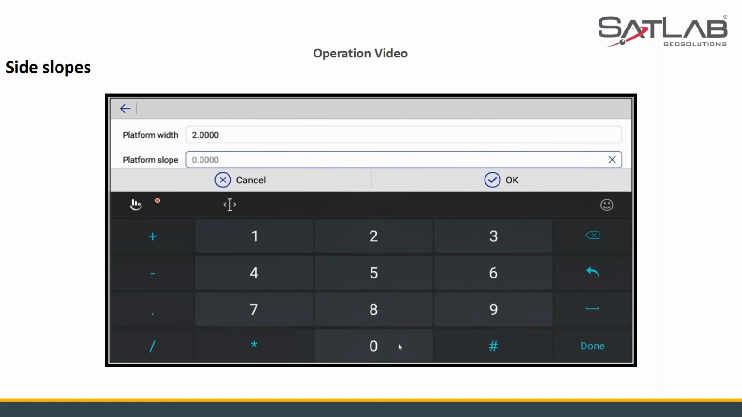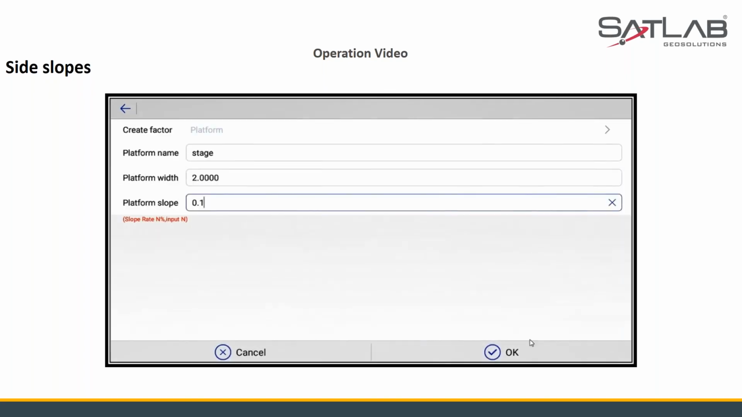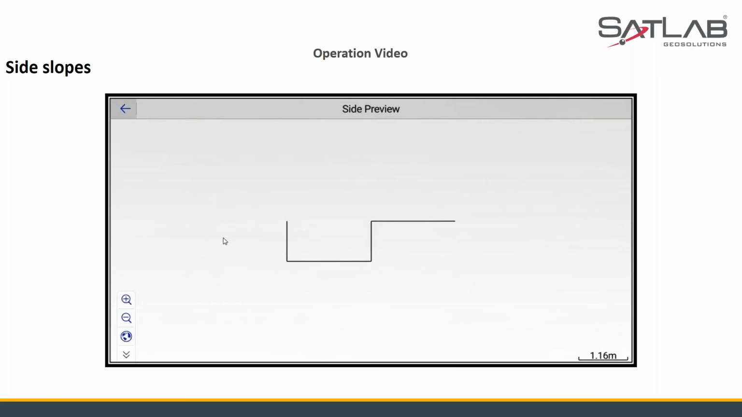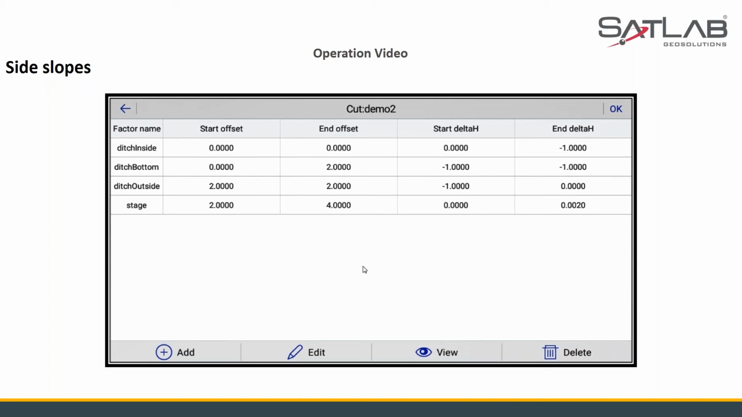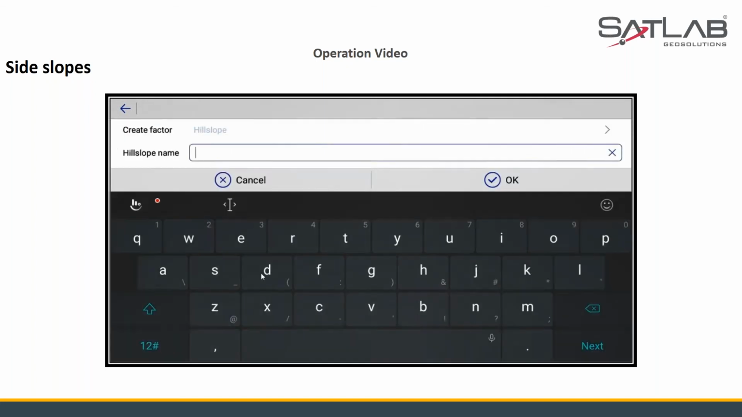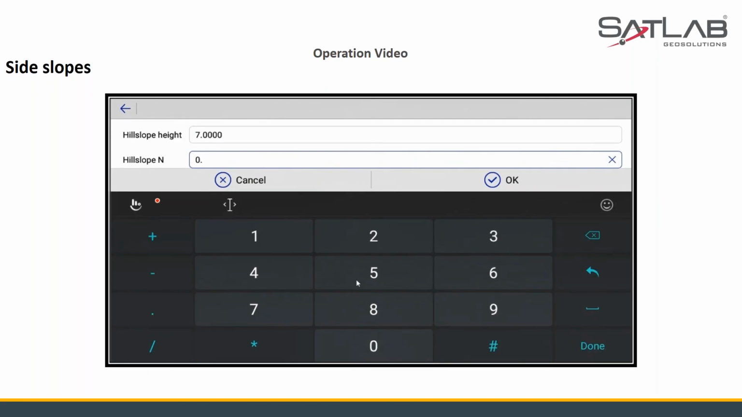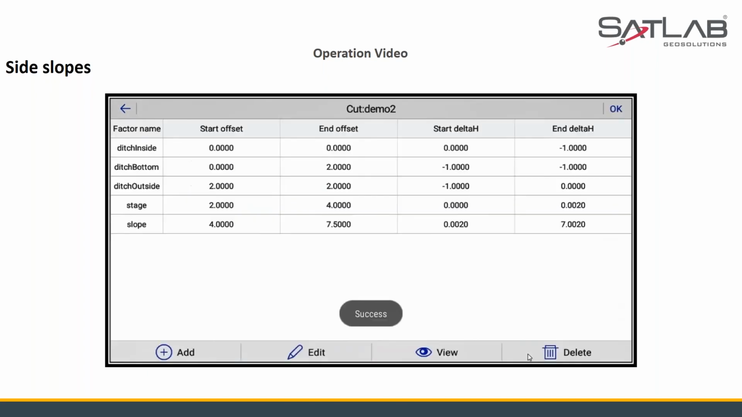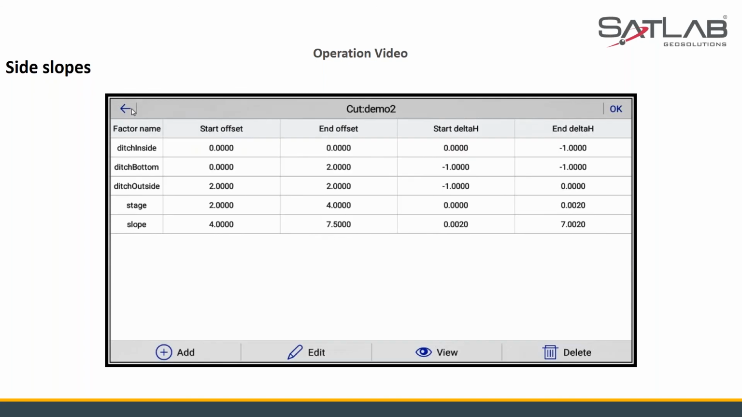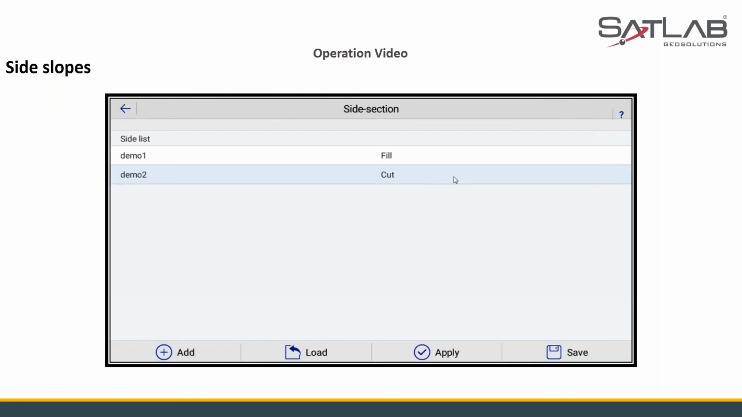Moreover, our engineers at SatLab are improving day by day, and we are making sure that the user will get a good experience of designing roads and handling the software. In a nutshell, this is it. We have designed the two side slopes: one is the cut side slope, and the other is the fill side slope. Let's apply it. Okay. There you go. I'll go back here.